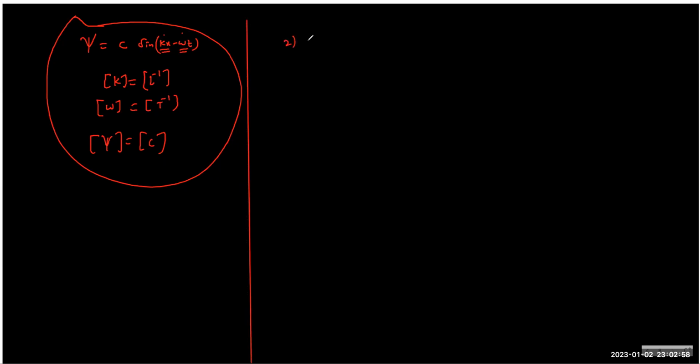Use number 2 is what? Unit conversion. So 1 meter is how much centimeter? 100. Okay. So 1 meter is 100 centimeter. Well, 1 kg is how much gram? 1000.